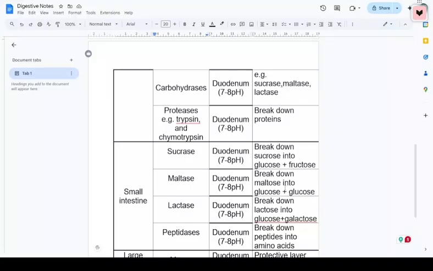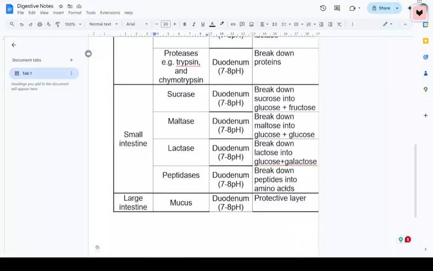Then we have to talk about our main thing in the entire digestive tract, that being the small intestine. In the small intestine, we have sucrase, which is breaking down sucrose into glucose. We will have maltase, which breaks down maltose into glucose plus glucose. We will also have lactase, which breaks down lactose into glucose and galactose. And finally, we have peptidase, which breaks down peptides into amino acids.